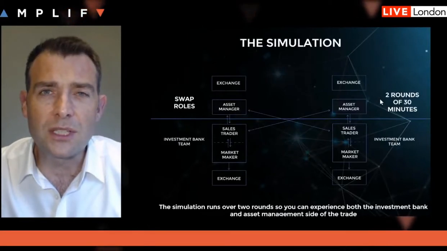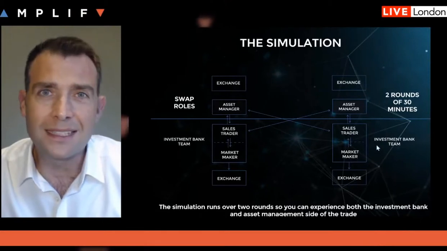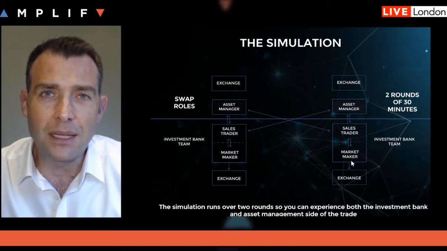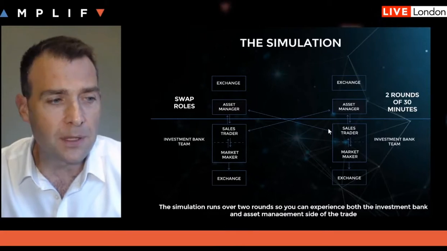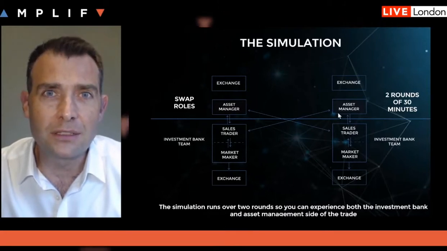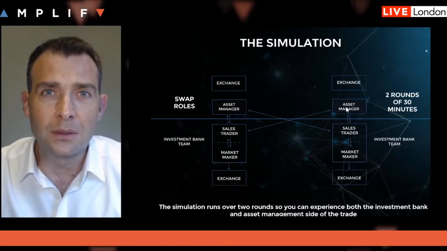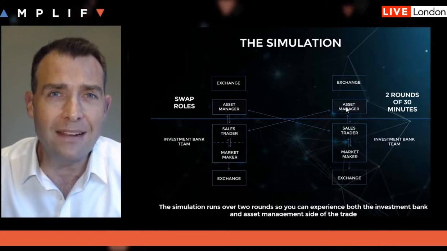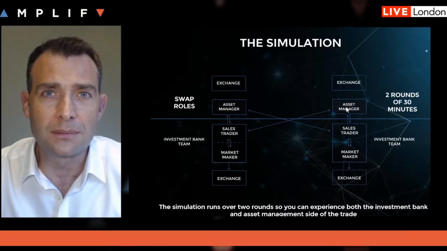There will be 2 rounds, each of 30 minutes, when you take the simulation. In one of those rounds, you'll operate as an investment bank team, taking roles of a sales trader and a market maker as you facilitate client flow. In the other round, you'll be operating as an asset manager, trying to reach your objective of maximizing return using the investment banks to execute your trades. You'll see both sides of the industry and really get a good feeling of what area of the industry would best suit you when you start applying for your roles in finance.